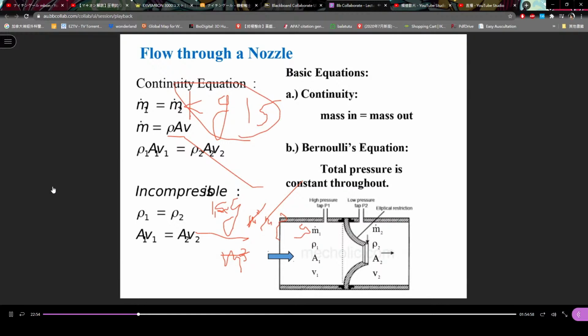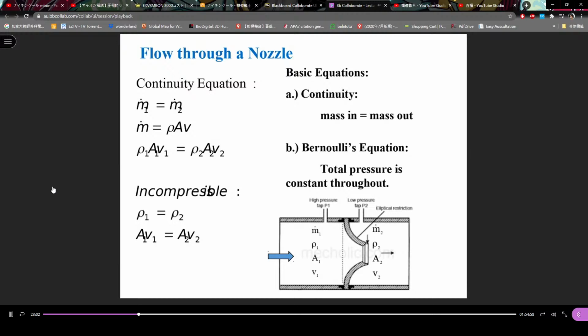So remember, the mass flow rate is always equal to rho A V. V means velocity, rho means density, A is the cross-section area. Then the mass flow at point 1 here is rho A1 V1. Velocity means the mean velocity, not the velocity at any point. It's a mean velocity, remember? I introduced that in the last session. Mean velocity.